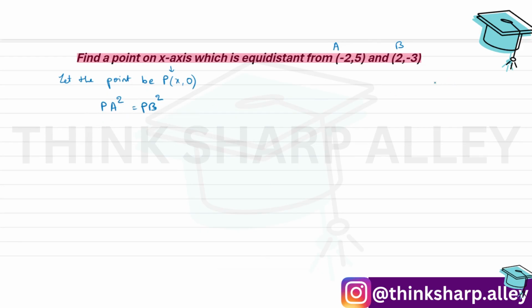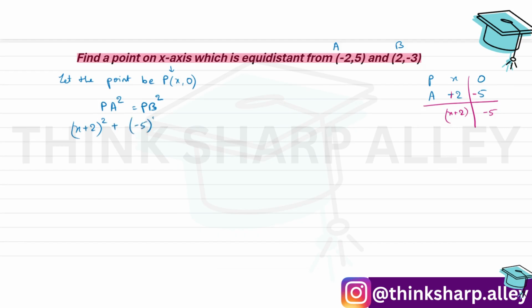Okay. Now let us find the distance between P and A, where we have x and y coordinate is 0. For A we have minus 2 and 5. You know that we have to change the sign. So I'm changing the sign of A's coordinate. So we have x plus 2 here, and y part becomes 0 minus 5, which is minus 5. But it doesn't matter whether we have minus 5, because when we square, it becomes positive.